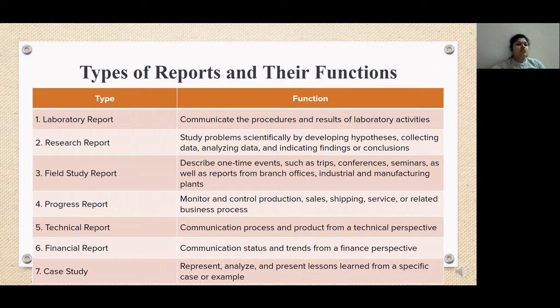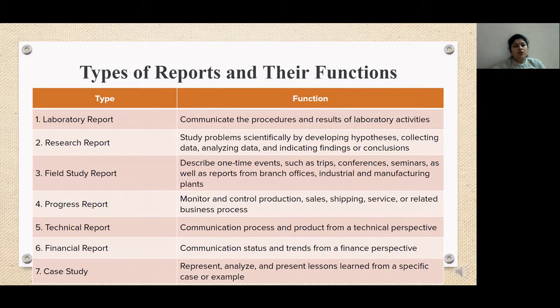Then we have the research report. As the name suggests, research means you are going to find something new. It is a study about a problem scientifically. Scientifically means step by step. There will be a problem in a research, and you are going to find a solution to that problem.